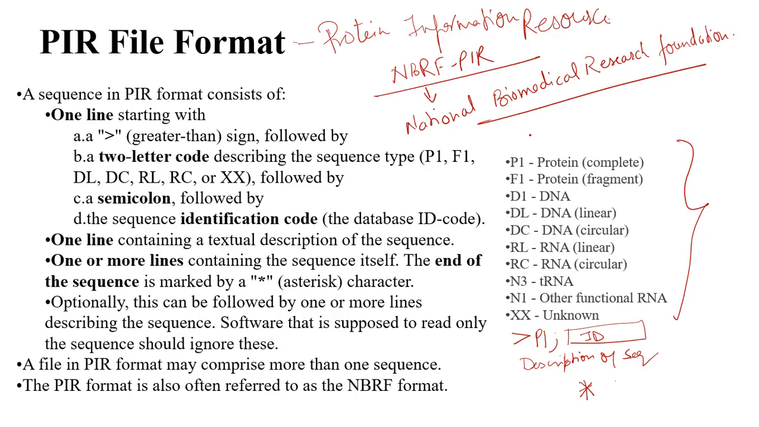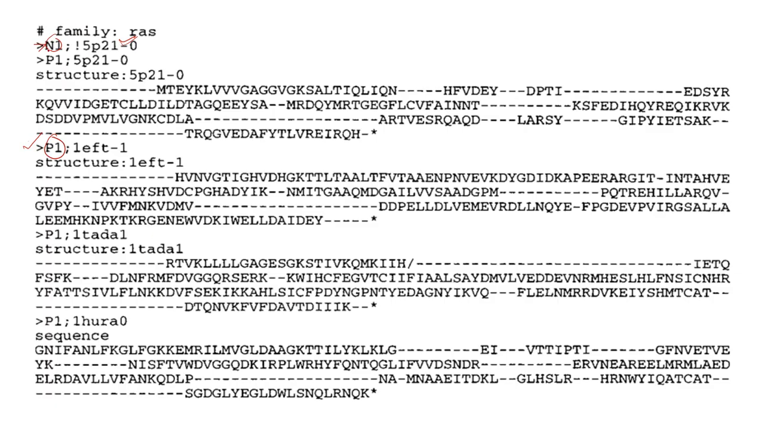So what are these two-letter codes? P1 stands for protein when the complete protein is there. F1 is protein when there is a fragment. D1 for DNA, DL for DNA linear, DC for DNA circular, RL for RNA linear, RC for RNA circular, N3 for tRNA, N1 for other functional RNA, and XX for unknown. If there is none, I'll remove N1 and write XX. It means we do not have information about the sequence and what that particular sequence is.